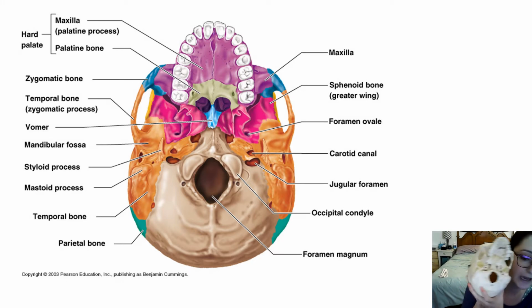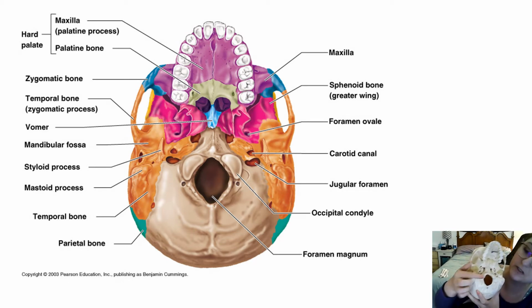You'll notice that we have a few holes that we need to mention. This big one, of course, is going to be your foramen magnum. Magnum meaning large, foramen meaning hole. So it's just a large hole. And as you can probably guess and imagine, this is where your brainstem is going to exit your cranium. And then the start of your spine is going to be here.